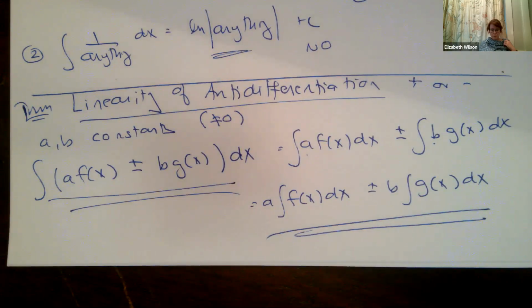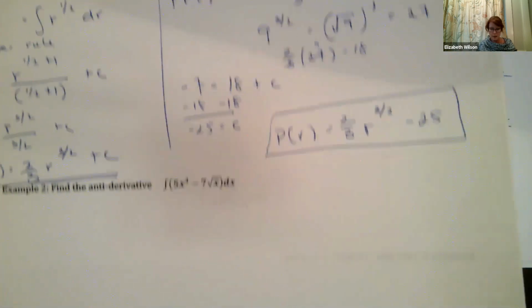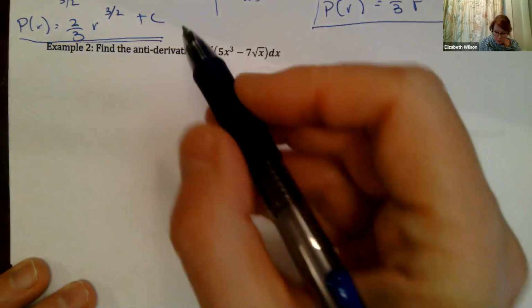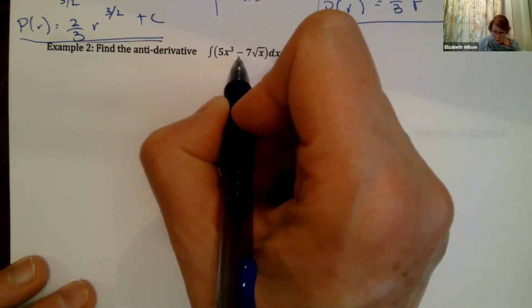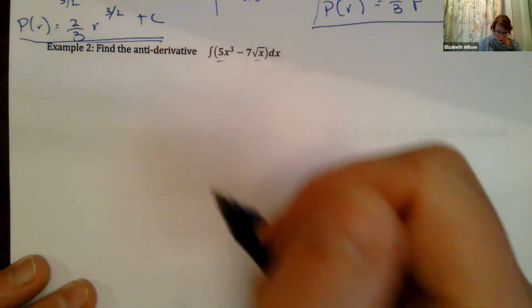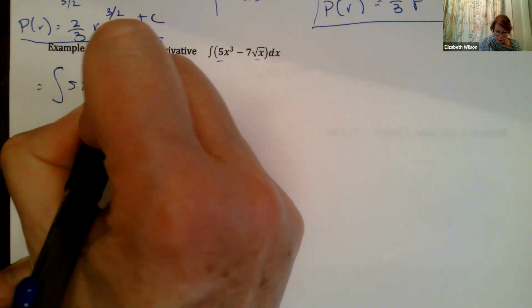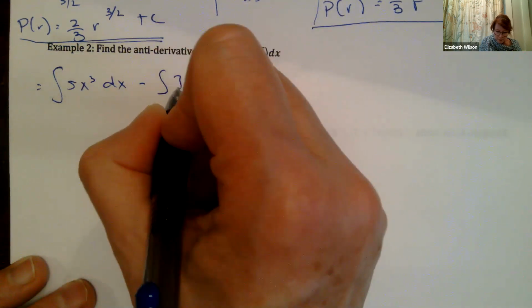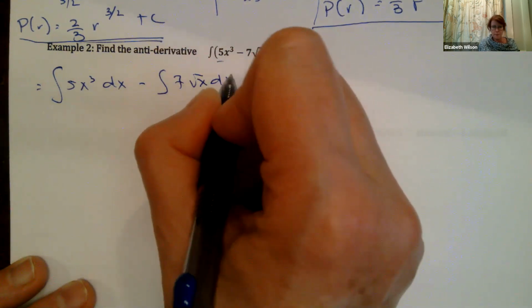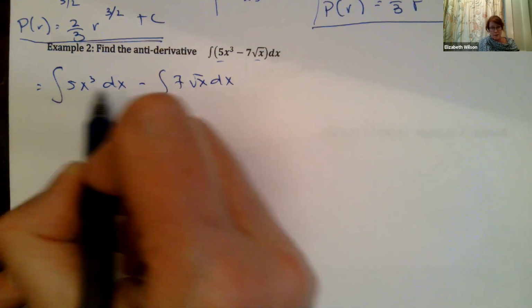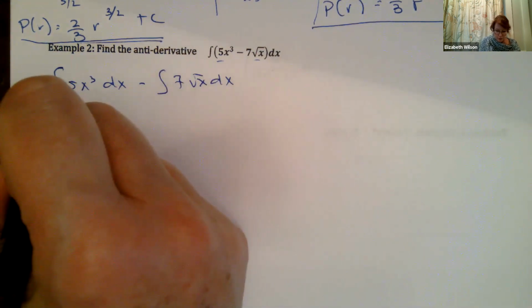All right, let's do an example. So example 2 is doing linearity. We're going to find this. So I'm subtracting. I've got this term and that term. So I'm going to do 5 times the integral of x cubed dx minus the integral of 7 radical x dx. And I'm going to bring the 5 and the 7 outside of the integral.